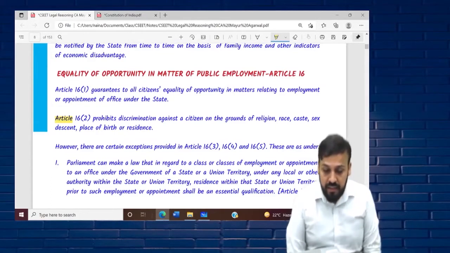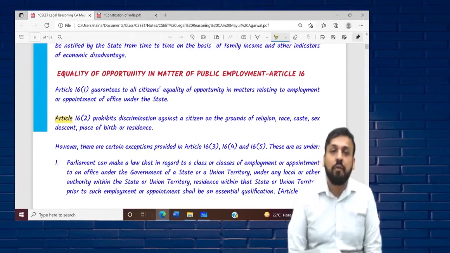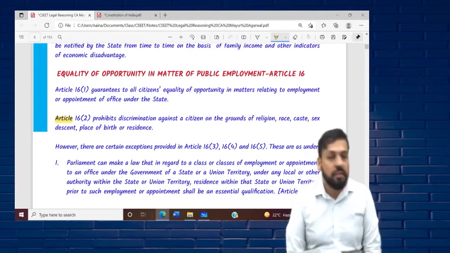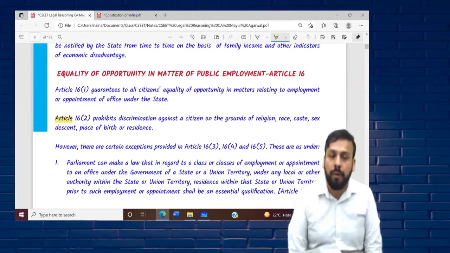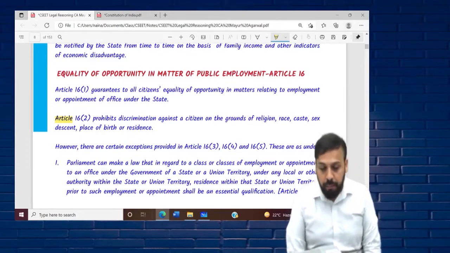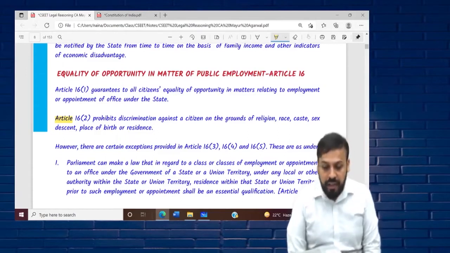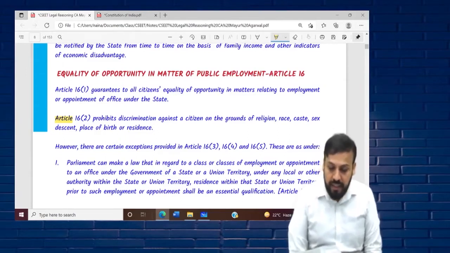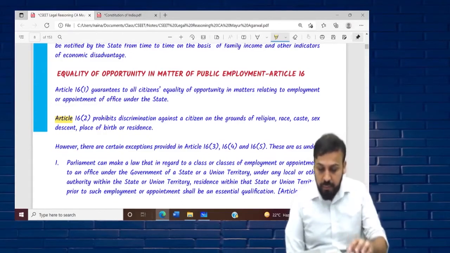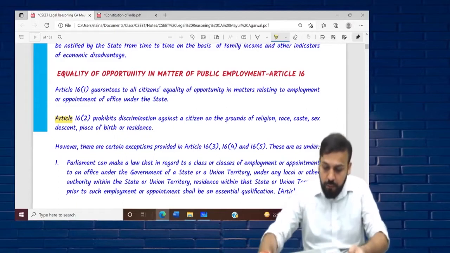Under Article 16, everyone should get equal opportunity in matters relating to employment or appointment to any office under the State. There should not be any discrimination based on religion, race, caste, place of birth, etc. But there are certain exceptions. You have to understand this.